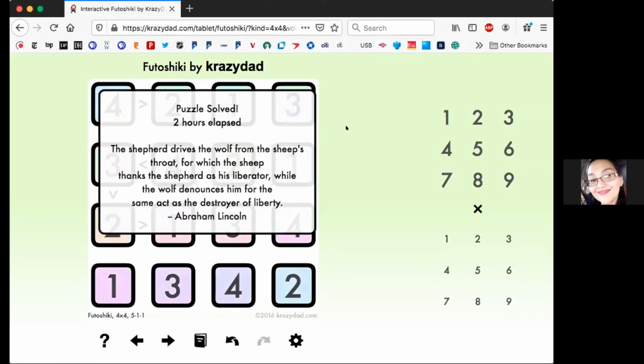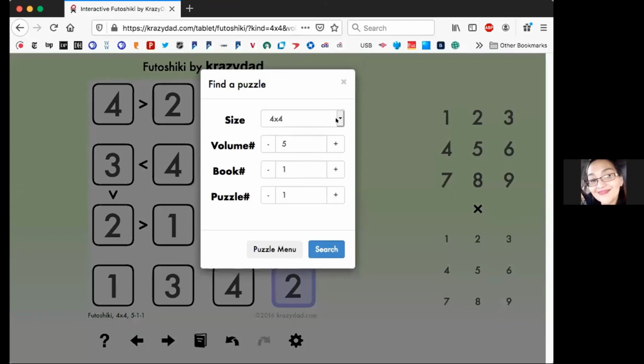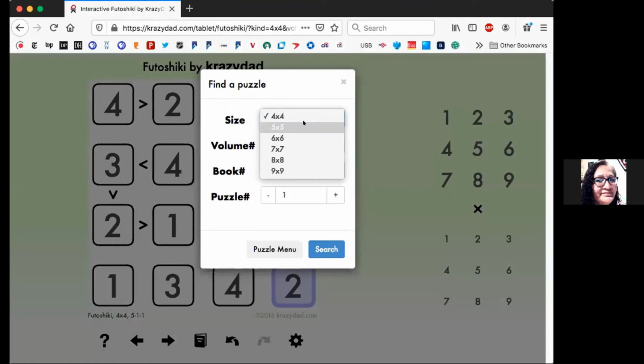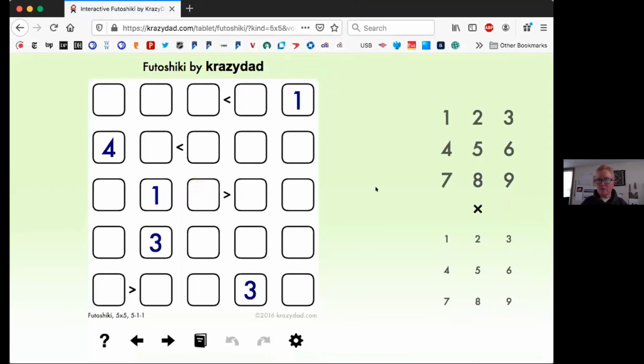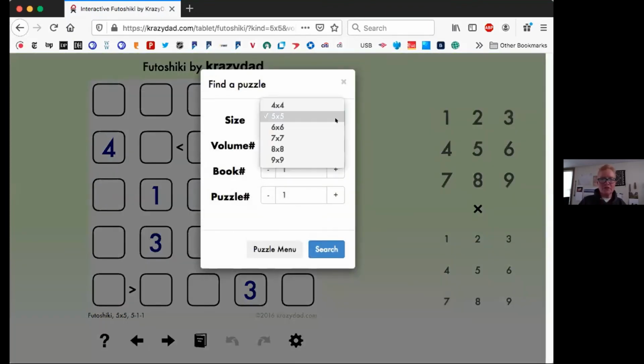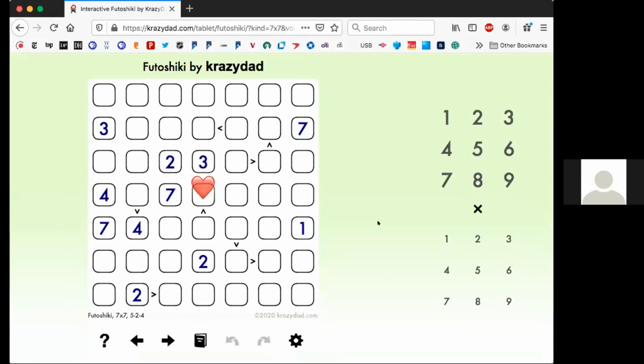Oh dear, it took us 2 hours. 2 hours? What kind of time are we in? Let me just show you that you can make larger Futoshiki puzzles. They get quite challenging, even if you just go up to the 5x5. Now you can use the numbers 1, 2, 3, 4, and 5. You can use this little book down here to pick the size of puzzle you want. They get rather challenging.